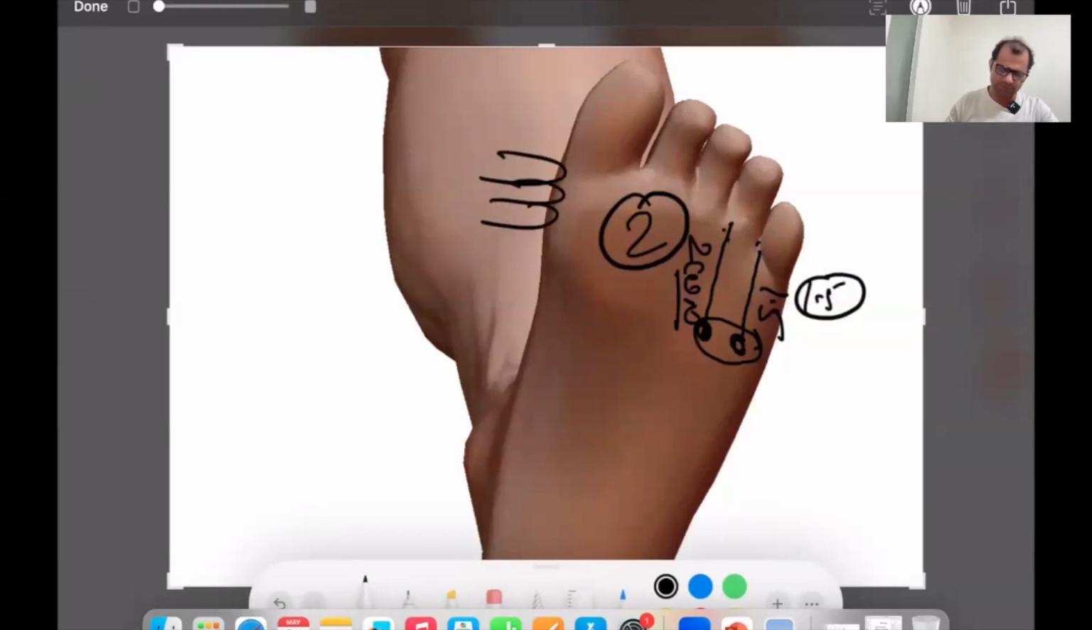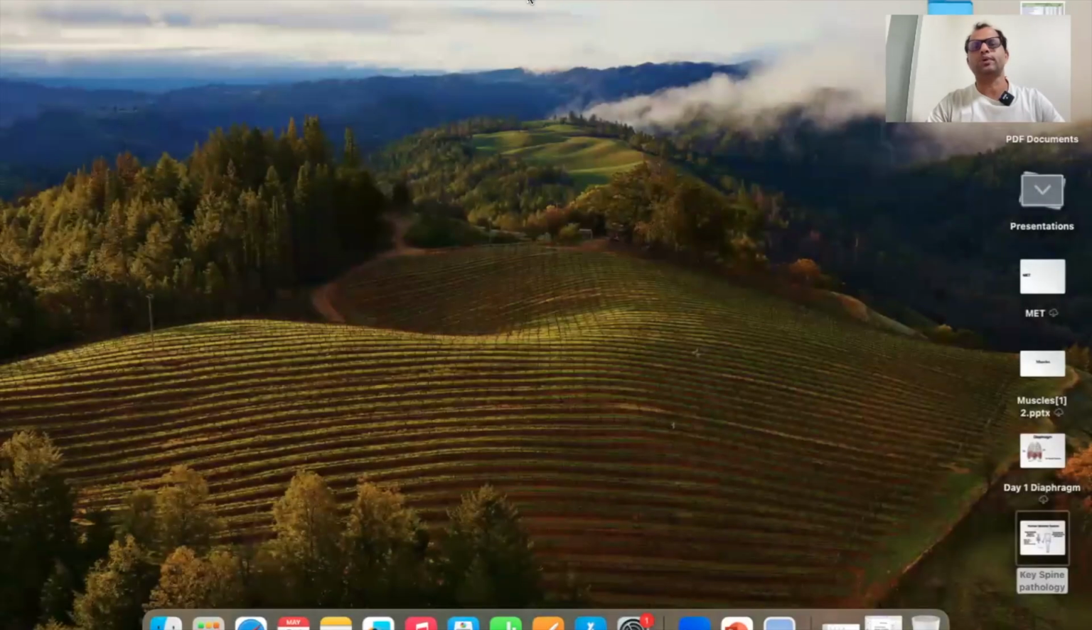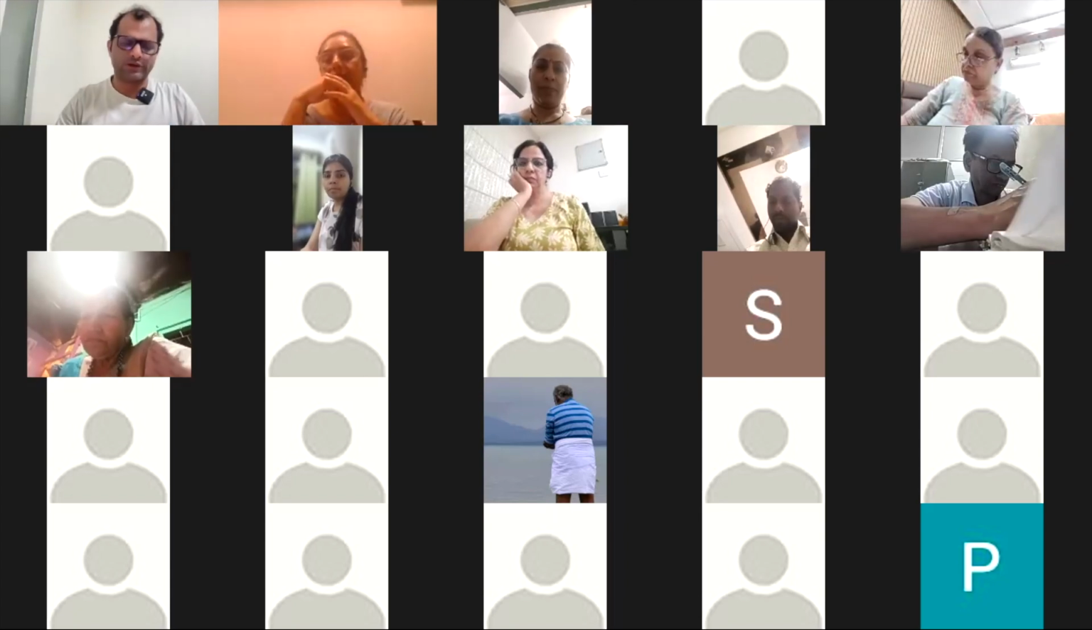And this is called 55.04 and 55.05 point. इन दोनों को हम कहते हैं, they are the wonderful points for the disc bulge. We can put bilateral. इसका भी वीडियो भेजूं क्या?